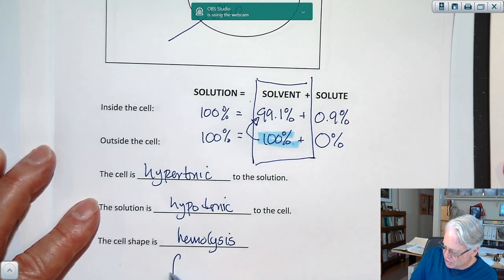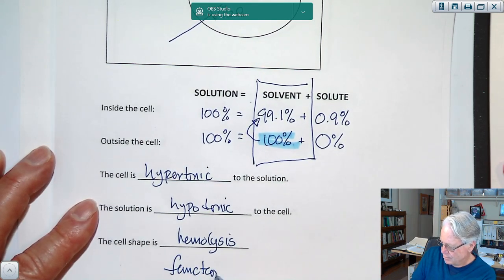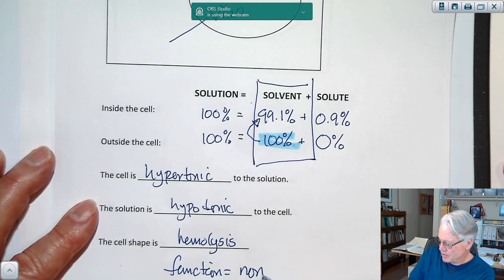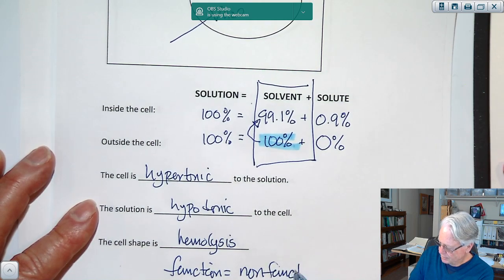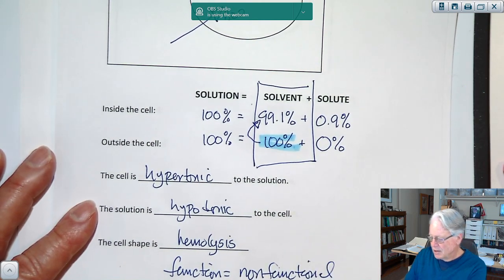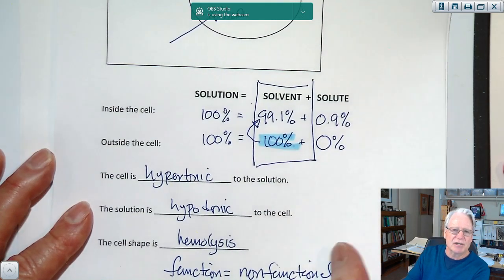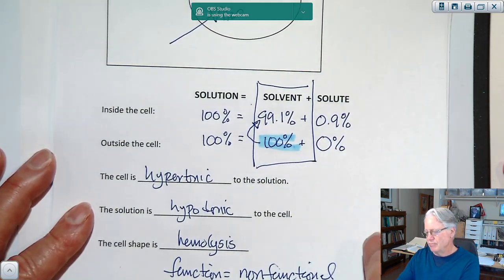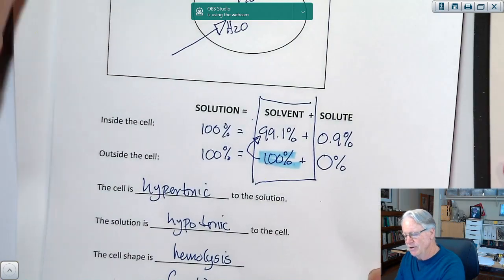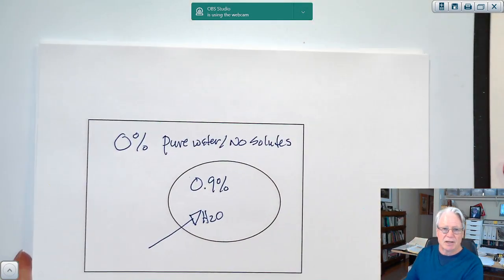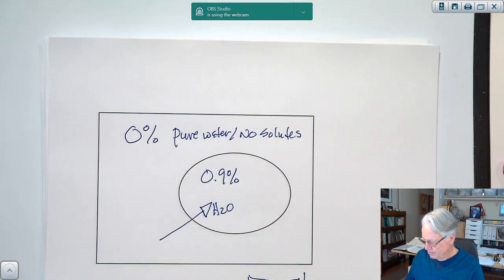What about function? Non-functional. So this is a very bad situation if you happen to have this happen to you for some reason. Very unfortunate if that's the case. I'll say goodbye to you now.